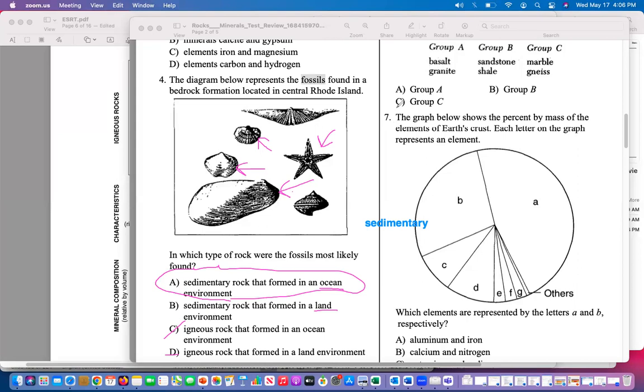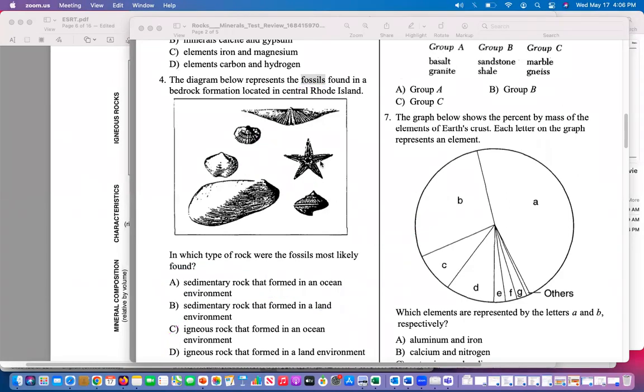Choice A for number 4. So one thing to keep in mind, the fact that it says fossil, only one type of rock contains a fossil, and it's a sedimentary rock. It's formed in an ocean environment because I see shells, I see fossils of a starfish, and those things usually come from an environment with water. All right, let's keep going.